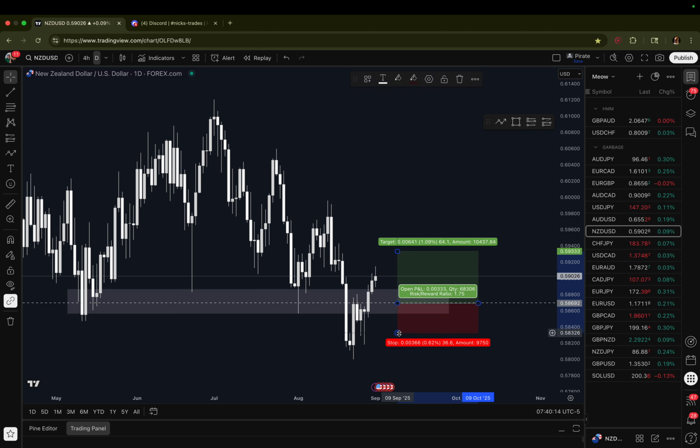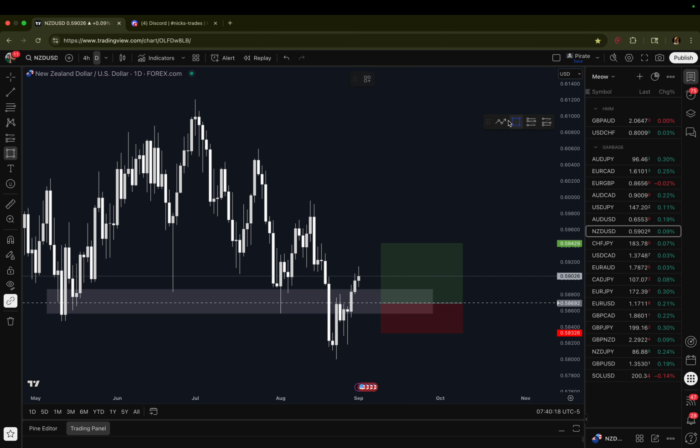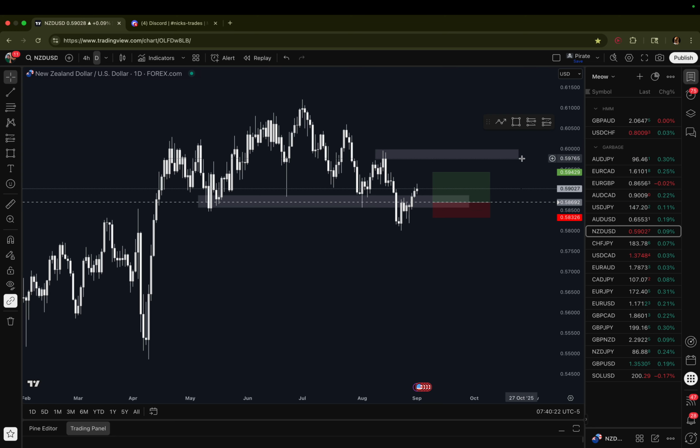So buying here, stop below and target above. Yeah, I can see like a 1 to 2 target, as long as it's maybe before that high, it'll just make it a little bit easier. So there we go. Here's the reason I'll be buying in a downtrend, right?